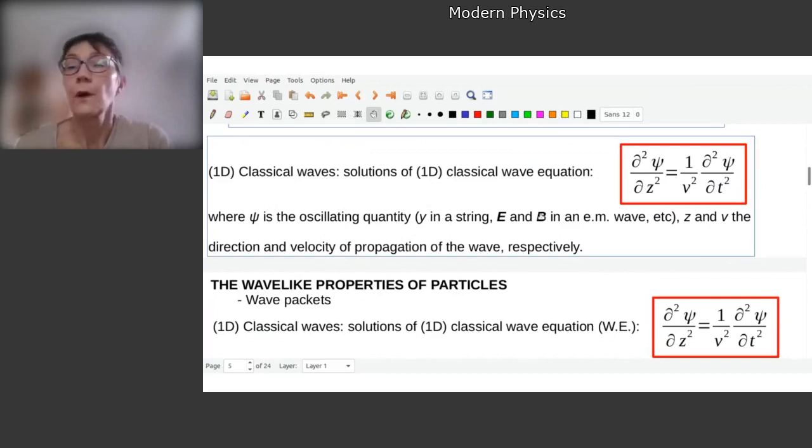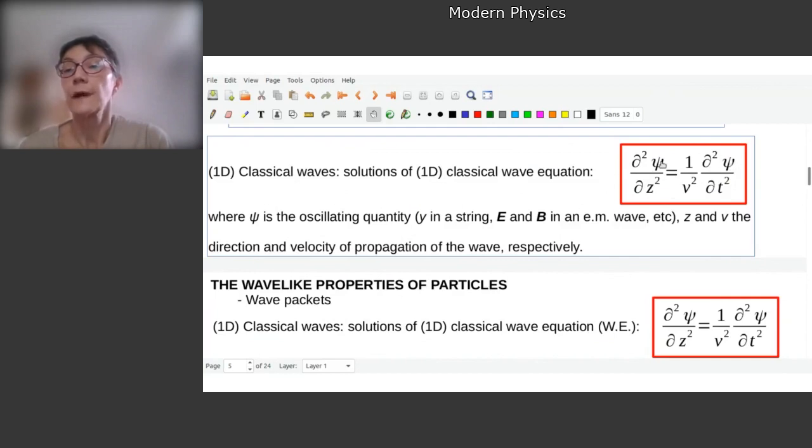So in 1 dimension, this wave equation relates the spatial variation of the wave. I called it psi here, so it can be the electric field or the magnetic field of an electromagnetic wave. It can be some movement in a string, something like that. So this is spatial, and this is temporal.